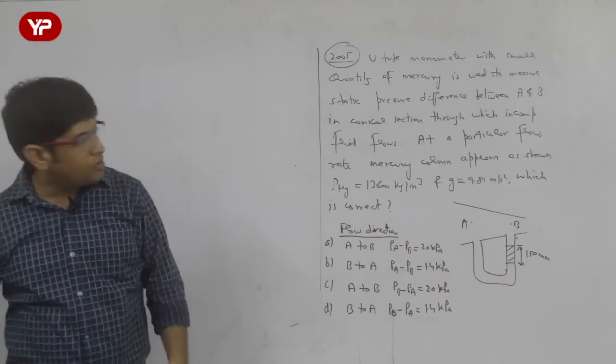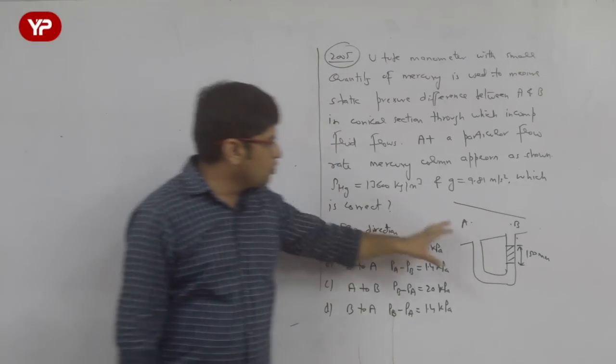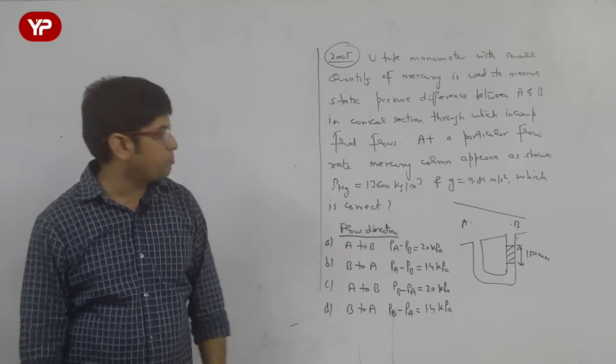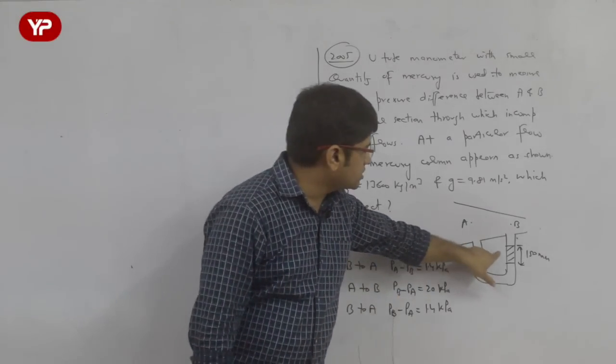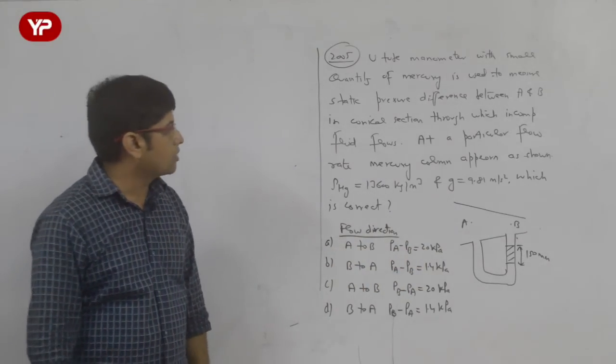Now you see, because pressure at A is more than pressure at B, the fluid flows actually on the right side. So that means pressure at A is more than pressure at B. What we have to find out is, number one, the pressure difference, and number two, the direction of flow. These two things we have to find out.